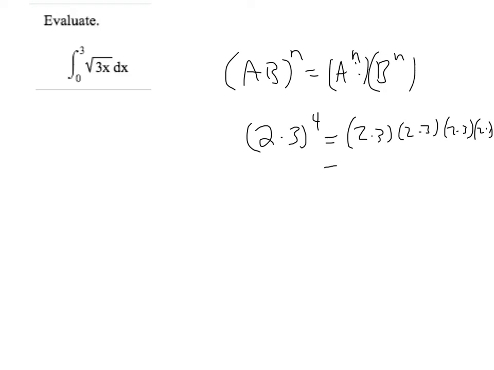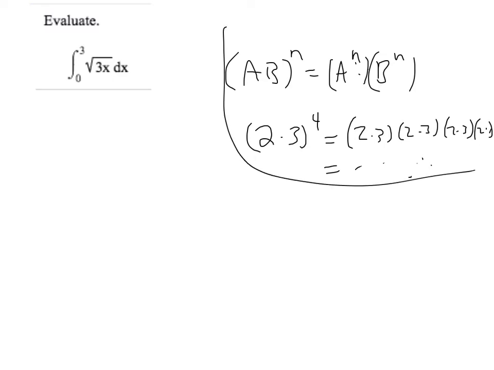and so if you look at it, then if you multiply 2 times 3 times 2 times 3 times 2 times 3 times 2 times 3 across here, you've multiplied 4 2's. And you've multiplied 4 3's. So it's not a hard rule to see why that would be true.